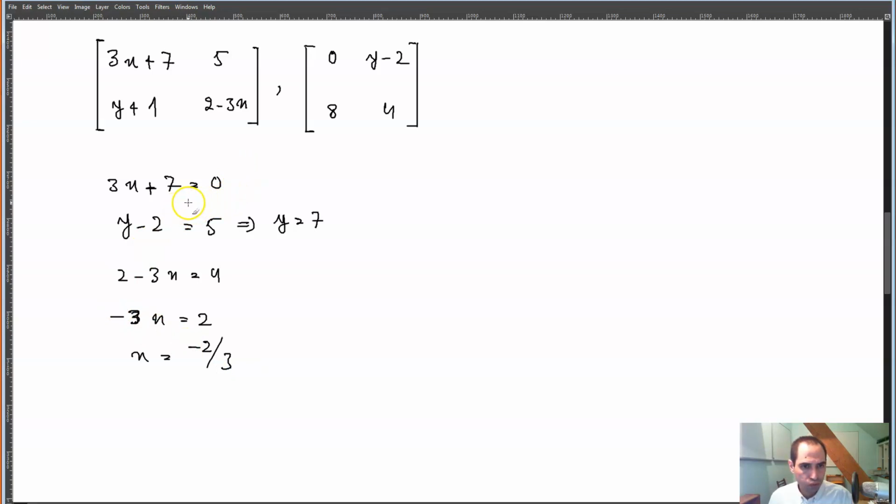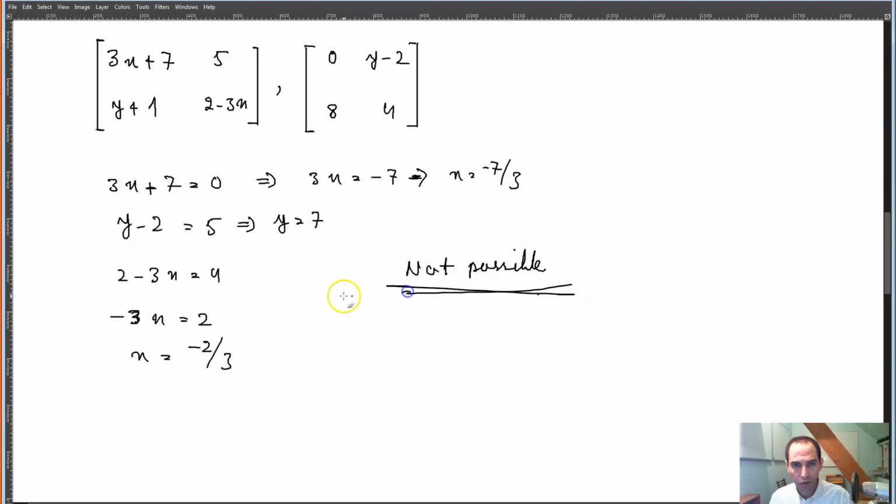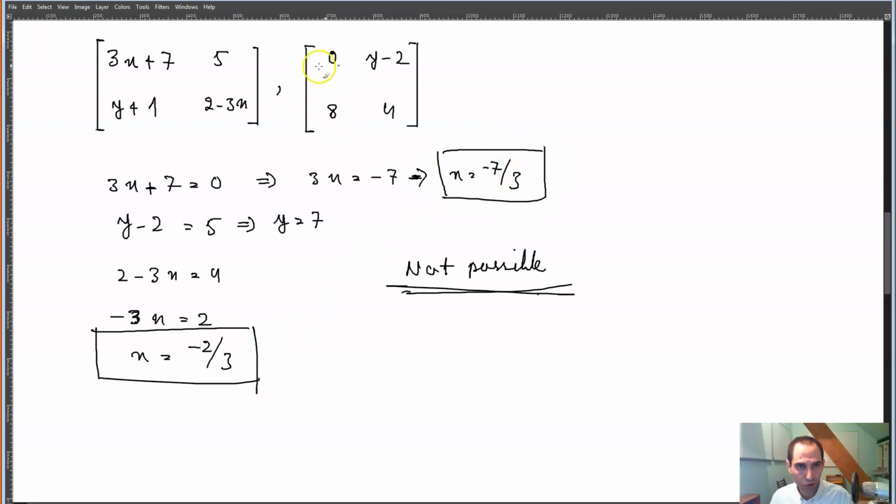Oh, which is a contradiction, because if you try this one, you will get 3x is equal to negative 7, which gives x is equal to negative 7/3. So I'm going to say it is not possible. It is not possible, and that is choice B, because here I'm getting x is equal to negative 2/3, here I'm getting x is equal to negative 7/3, so these two matrices cannot be equal in the first place.